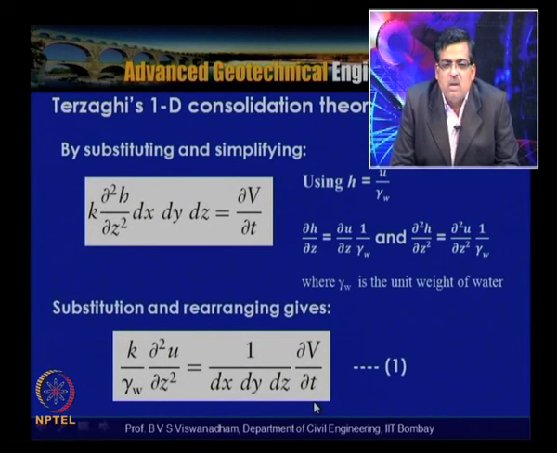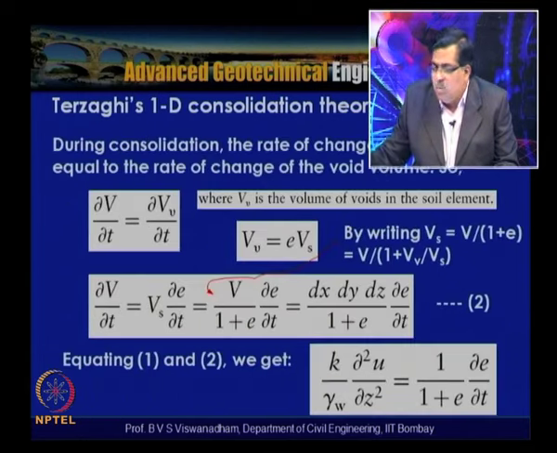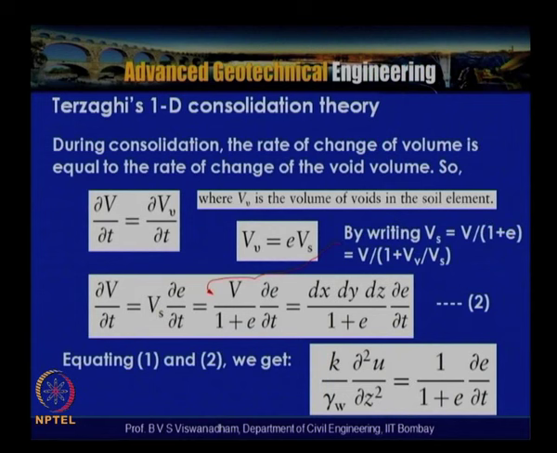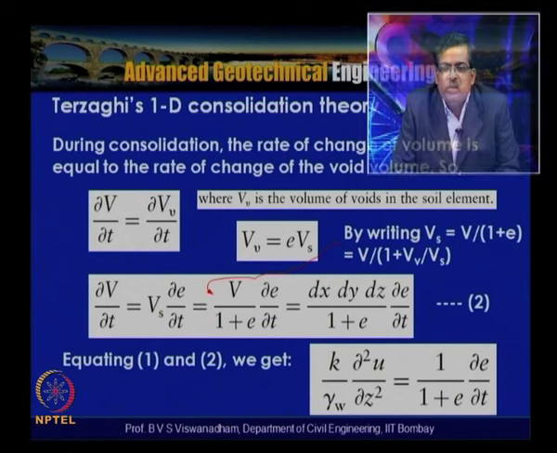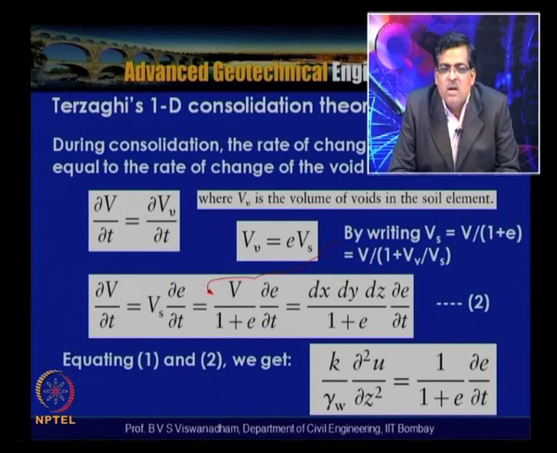So here this particular equation now turned out to be k by gamma w into ∂²u/∂z² is equal to 1 by dx dy dz into ∂V/∂t. Now during the consolidation, the rate of change of volume is equal to the rate of change of the void volume. So ∂V/∂t will be equal to ∂Vv/∂t, where Vv is the volume of the voids in the soil element. So we can write Vv is equal to e Vs.